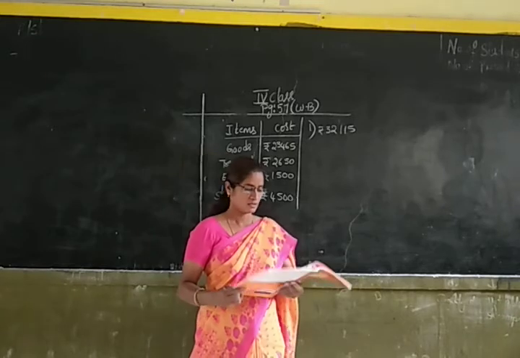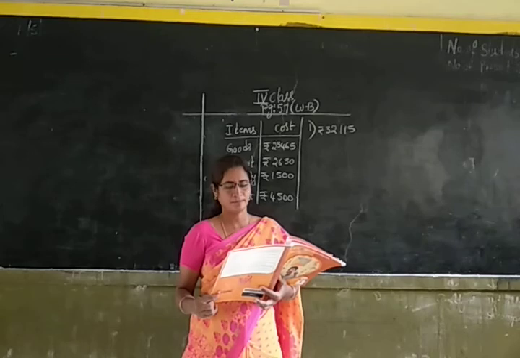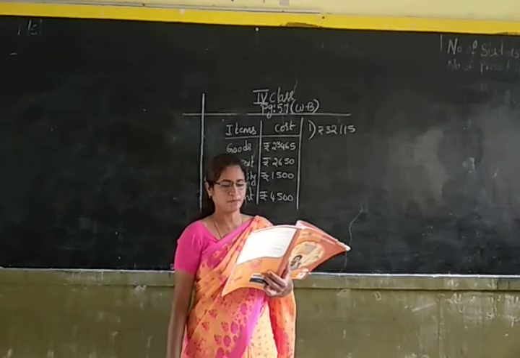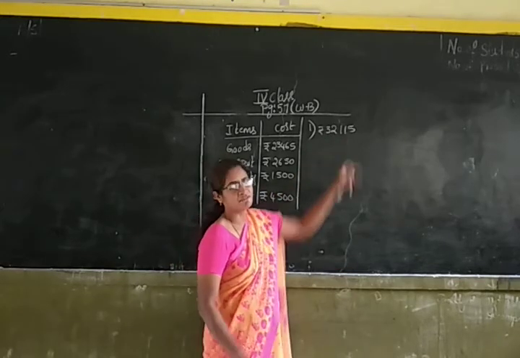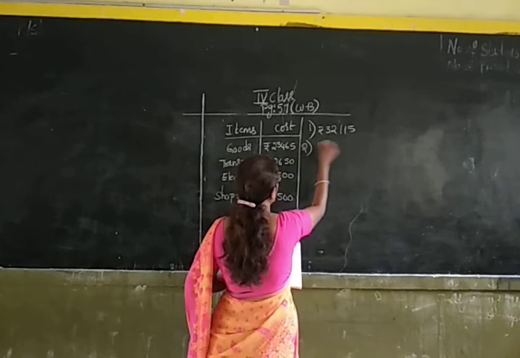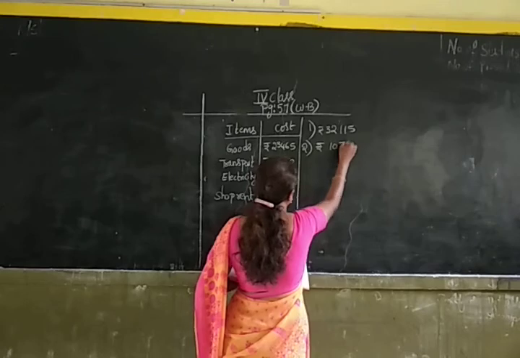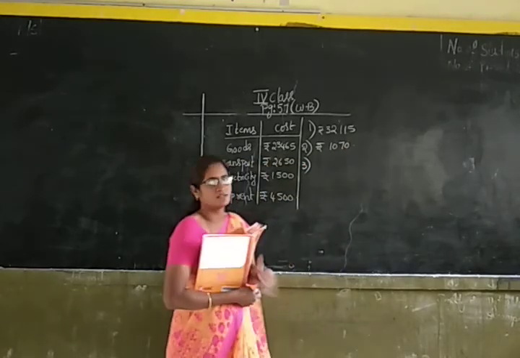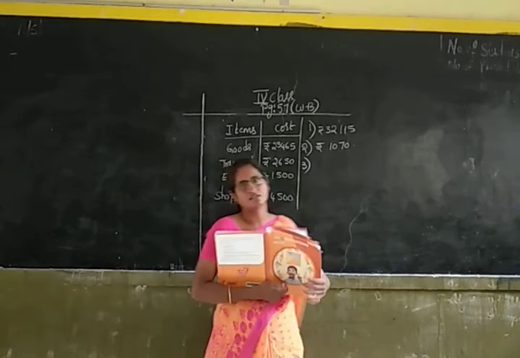Okay children. Now let us find out the second question. Average amount spent per a day. Now we have to find out the average amount spent per a day. For that you have to divide 32,115 with 30. Okay children. So after dividing 32,115 with 30, we will get the answer as 1,070. Here I am not showing the division. I am simply writing the answers. You can divide and find out the answers afterwards.